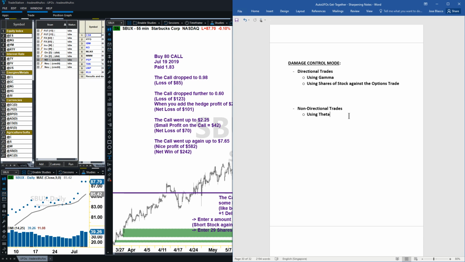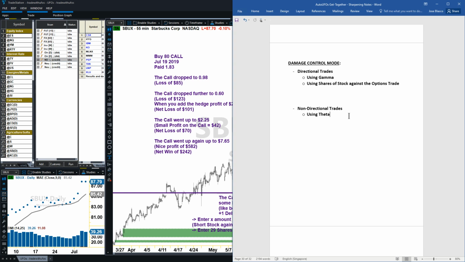Okay, and the first option I would like to give you, which is the one we're going to cover today, it's using theta, which in other words, we will want to reconvert the condor into something different, basically shooting for locking in some of the theta profit already made and add more theta to the equation, which basically will have one simple outcome, which is to lower the risk of the trade.